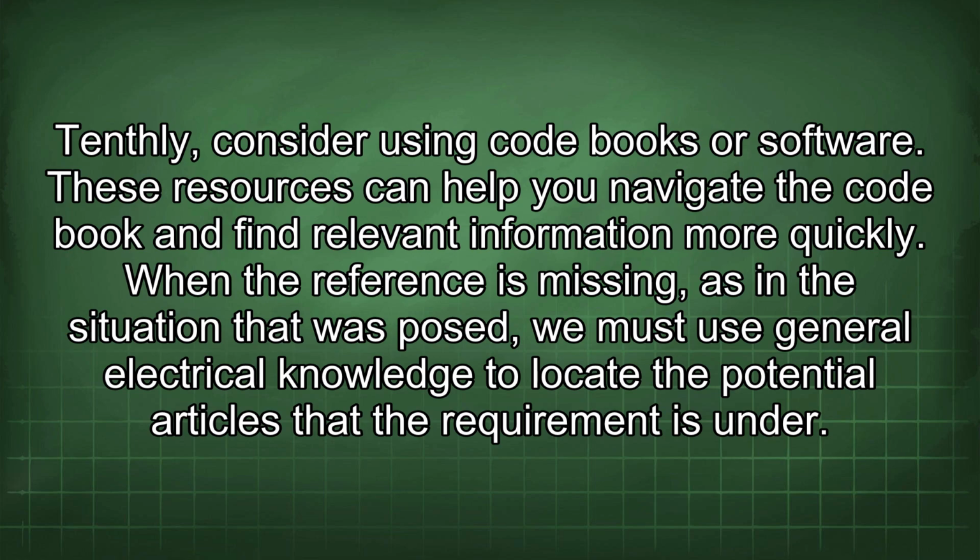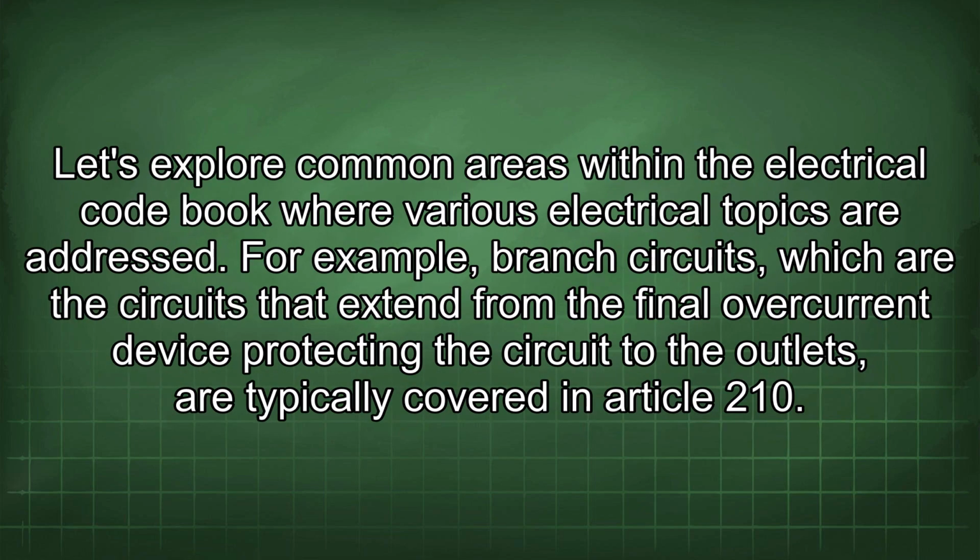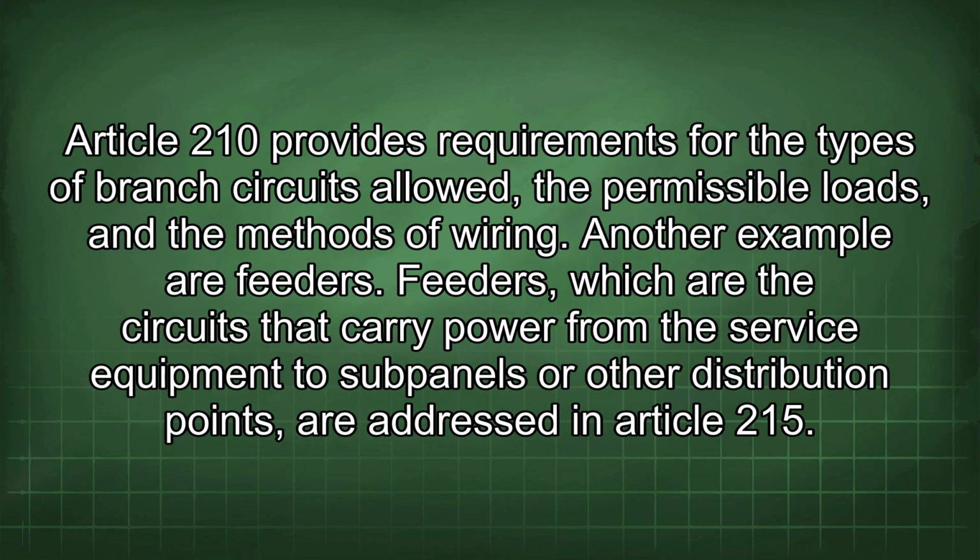When the reference is missing, as in this situation that was posed, we must use general electrical knowledge to locate the potential articles that the requirement is under. Let's explore common areas within the electrical codebook where various electrical topics are addressed. For example, branch circuits, which are the circuits that extend from the final overcurrent device protecting the circuit to the outlets, are typically covered in Article 210. Article 210 provides requirements for the types of branch circuits allowed, the permissible loads, and the methods of wiring.